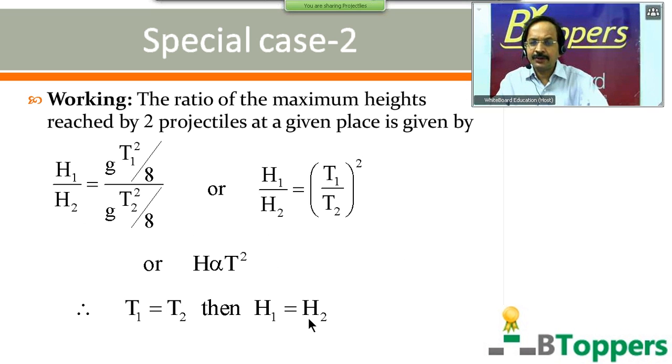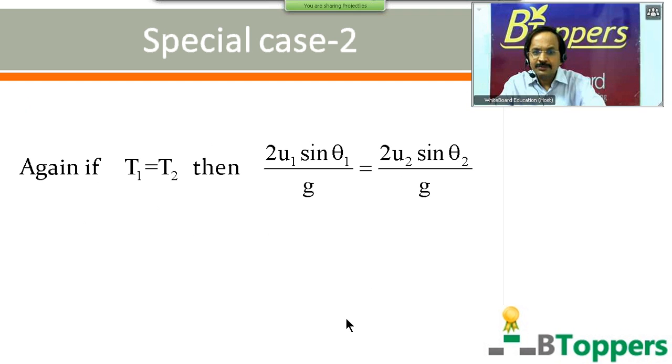Converse is also true. If the maximum heights reached by the two projectiles are equal at a given place, then their times of flight will also be equal. Again, if t1 equal t2, then 2u1 sin theta 1 by g can be written as 2u2 sin theta 2 by g. Here u1 and u2 denote the initial speeds of projection of the two projectiles, and theta 1 and theta 2 denote the angles of projection of the two projectiles. That means if the times of flight of the two projectiles are equal, you can conclude that the vertical component of initial velocity must be the same for the two projectiles.